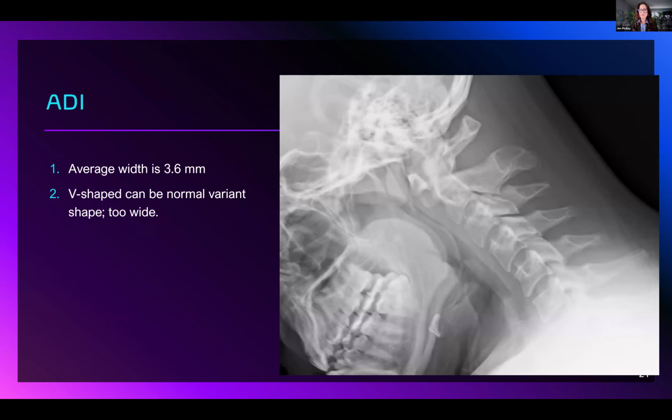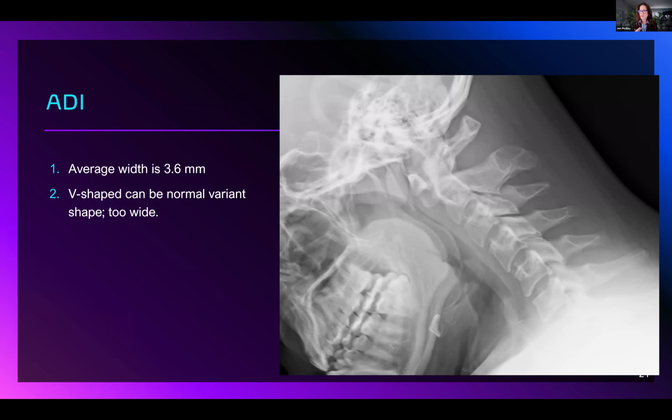This was a case that came across my desk, and with the challenge of sometimes the atlantodental interspace, it may take on what's called a V-shape, V as in Victor. V-shaped atlantodental interspace. Just because it's V-shaped doesn't mean there's ligamentous instability or laxity. Some individuals just have that as their normal shape. But in this case, it was definitely wide.